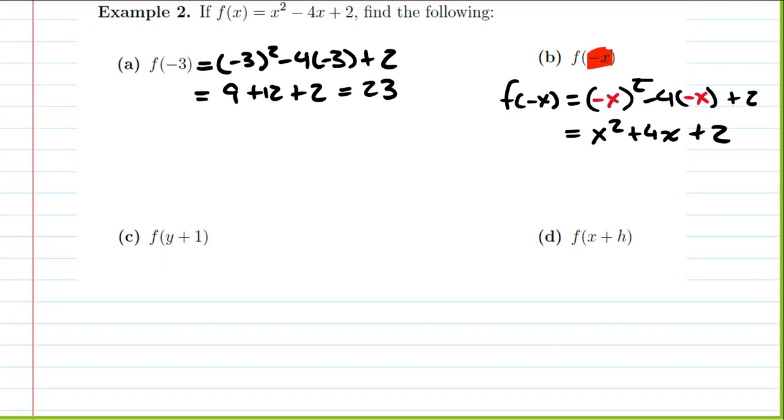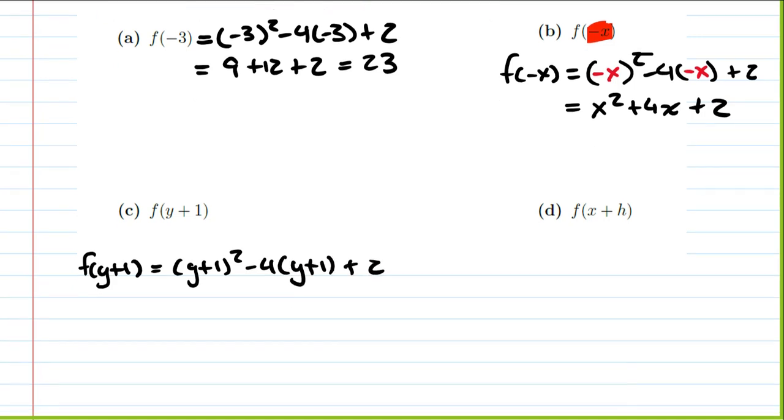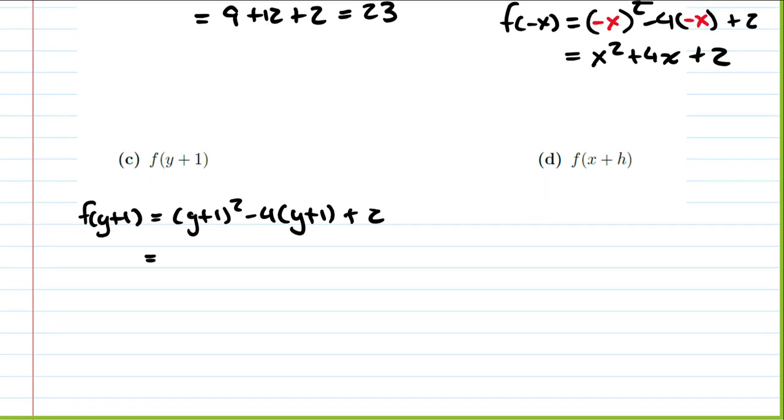All right. Doing something similar, f of y plus 1 would ask us to replace all of our x's with y plus 1. So we would have y plus 1 squared minus 4 times y plus 1 plus 2. And if we so desired, we could expand that out and simplify.